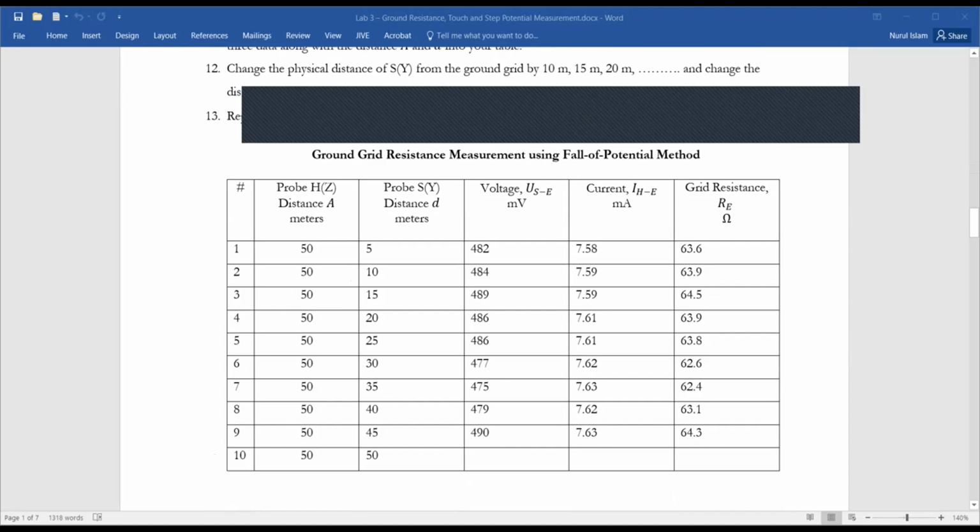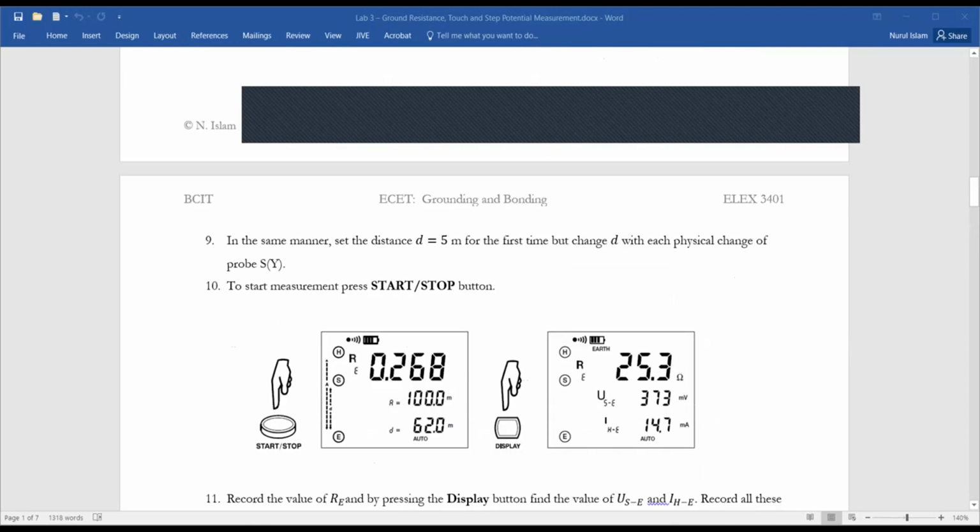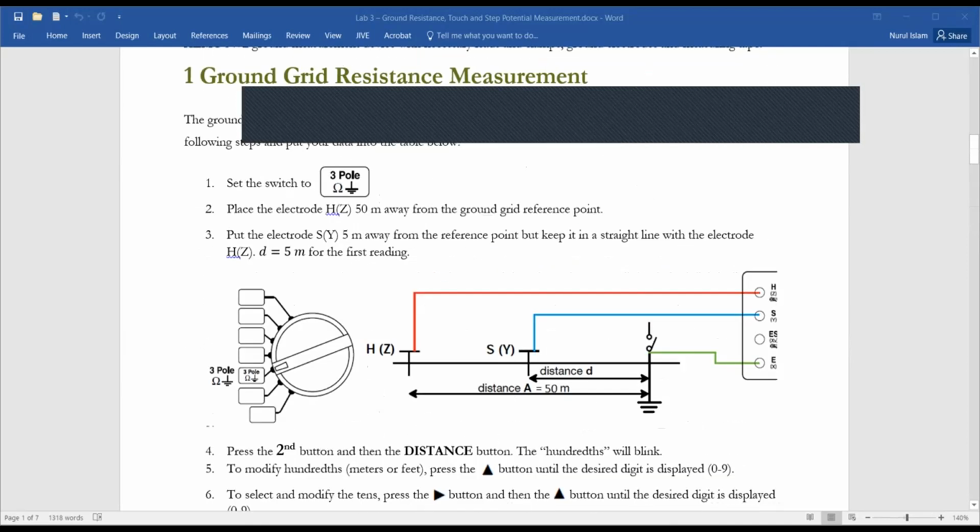Okay, now please pay attention here. The resistance we got for different distances here: 5, 10, 15, 20, 25, 30, 35, 40, 45. So 63.6, 63.9, 64. So we are getting different resistance values, depending on the distance of this Y lead from the reference point.